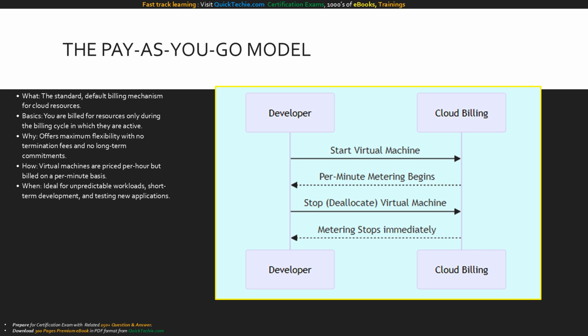This model gives you absolute maximum flexibility. There are no termination fees and no long-term lock-ins. It is the perfect strategic choice for unpredictable workloads, rapid prototyping, or temporary development and testing environments.